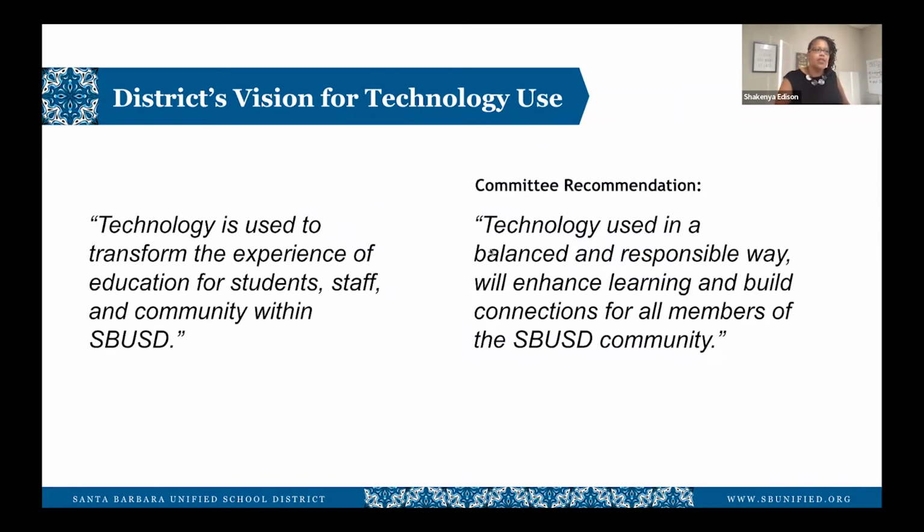And that is: technology used in a balanced and responsible way will enhance learning and build connections for all members of the Santa Barbara Unified community. So you are a part of that membership. So we want to use technology to communicate with you. We're using it tonight to show this PowerPoint and to answer questions. When it's used in a balanced and responsible way, it is important to help balance the addictive traits of technology. So that's what we want to teach our young people.